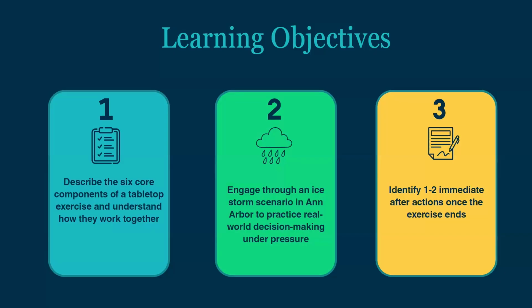Now, let's see our objectives. By the end of this video, you will be able to describe the 6 core components of a tabletop exercise and understand how they work together. Engage through an ice storm scenario in Ann Arbor to practice real-world decision-making under pressure. Identify 1 to 2 immediate after actions once the exercise ends.